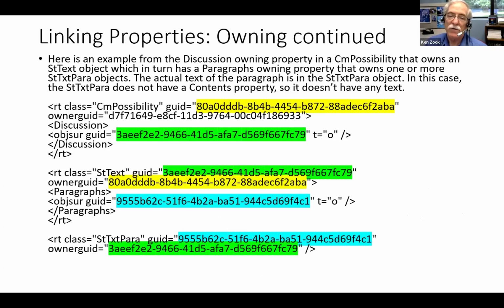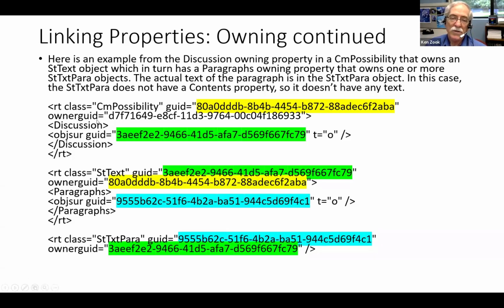Looking at an example from the discussion, an owning property in a CmPossibility owns an StText object, which in turn has a paragraphs owning property that owns one or more StTxtPara objects, and then the actual text of the paragraph is in the StTxtPara object. In this case, the StTxtPara does not have a contents property, so it doesn't have any actual text.